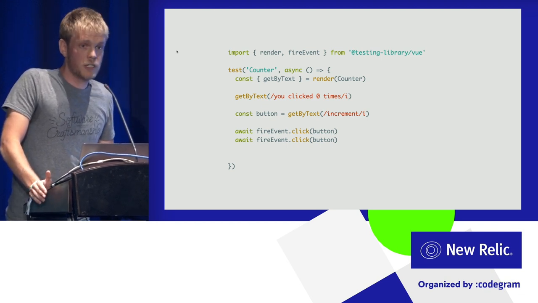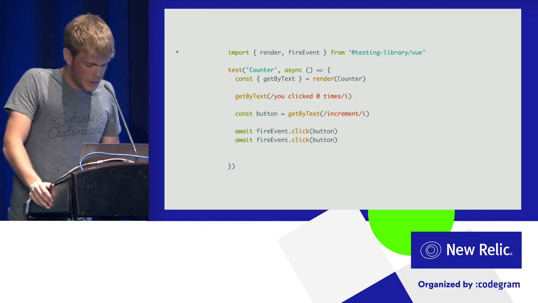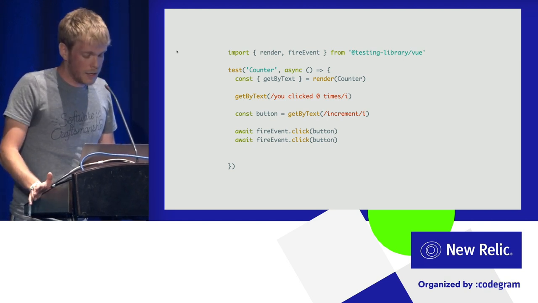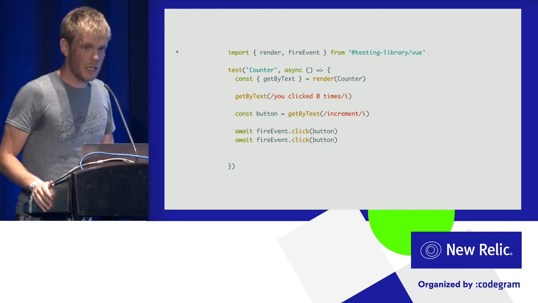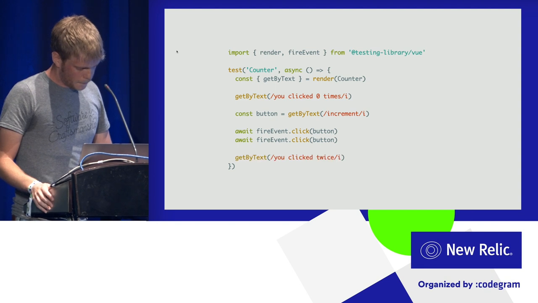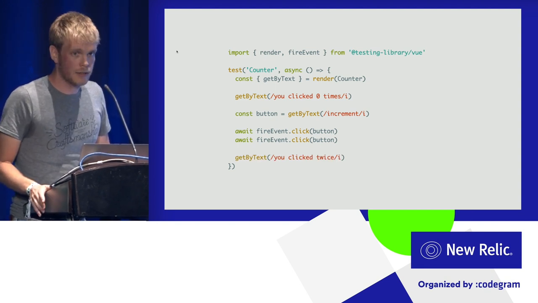getByText also returns the associated DOM node. So in this case, it's a button. And then we just click the button two times. That's it. We are not dealing with the component instance. Finally, we just assert that the expected text is there.